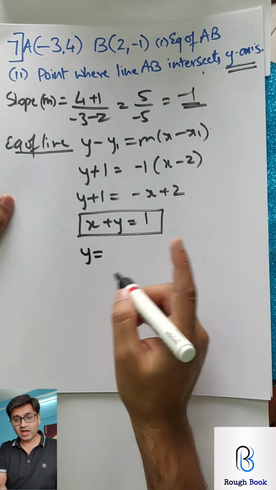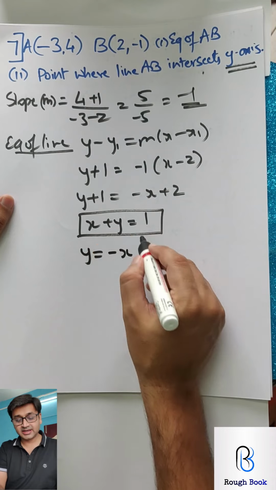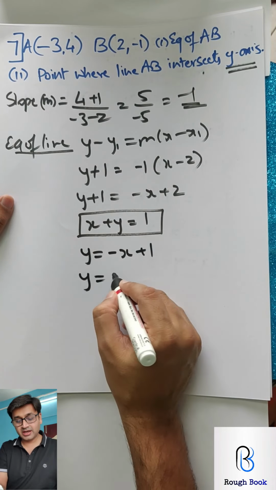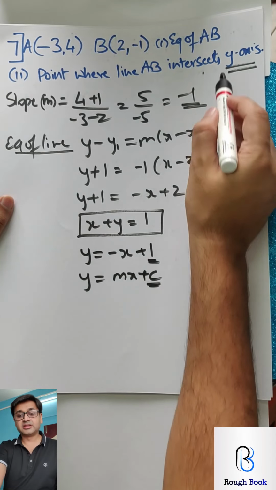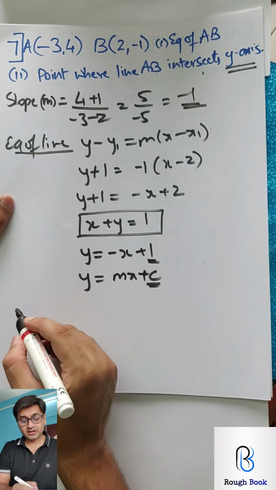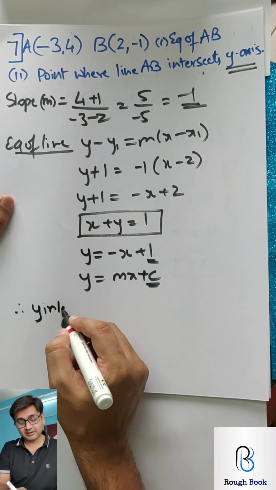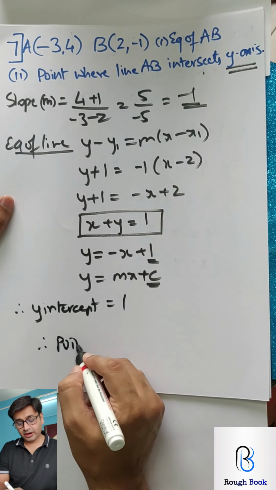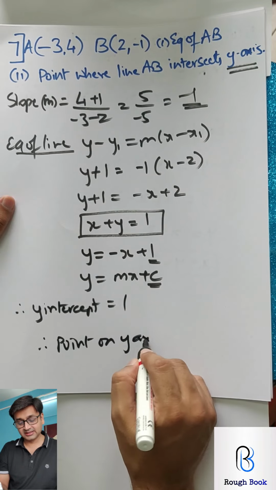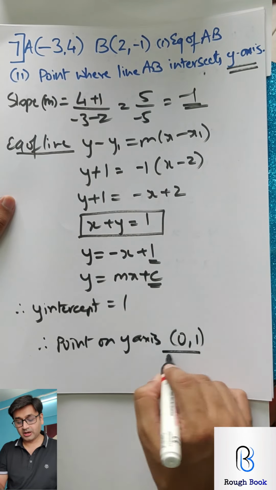That is the y = mx + c format. So minus x plus 1, so y is equal to mx plus c format. What is c? 1. So that is your y intercept, right? Therefore y intercept is equal to 1, so the point on the y axis will be (0, 1).